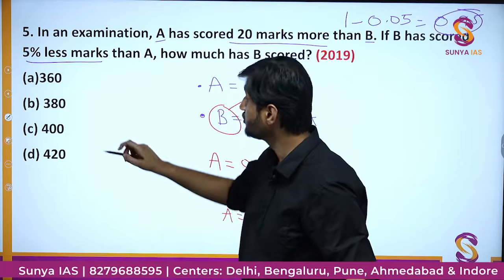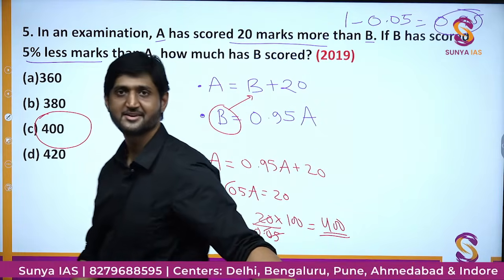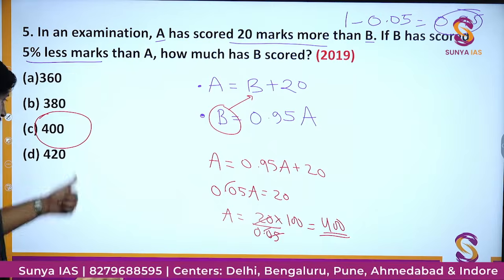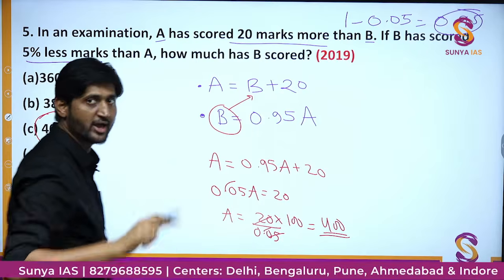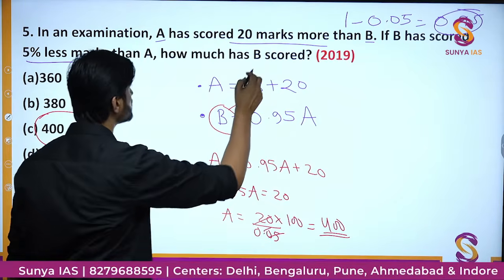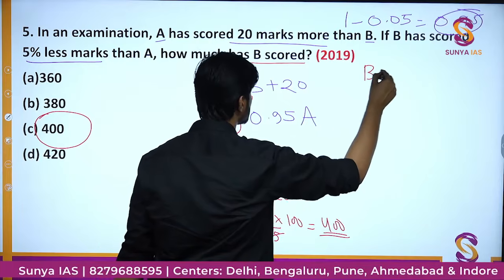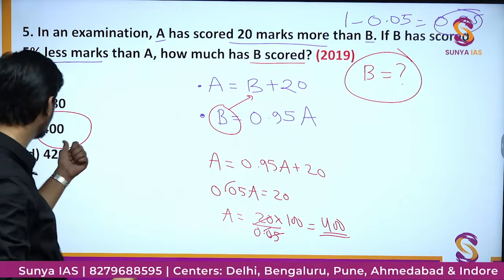Here he is using this dummy to trick you so that you get 400 here and you take a 400 here. No, absolutely not. You have to just be clear what you have to find. Here we have to find the score of B. This is what we have to find. We do not have to fall for decoys like this.